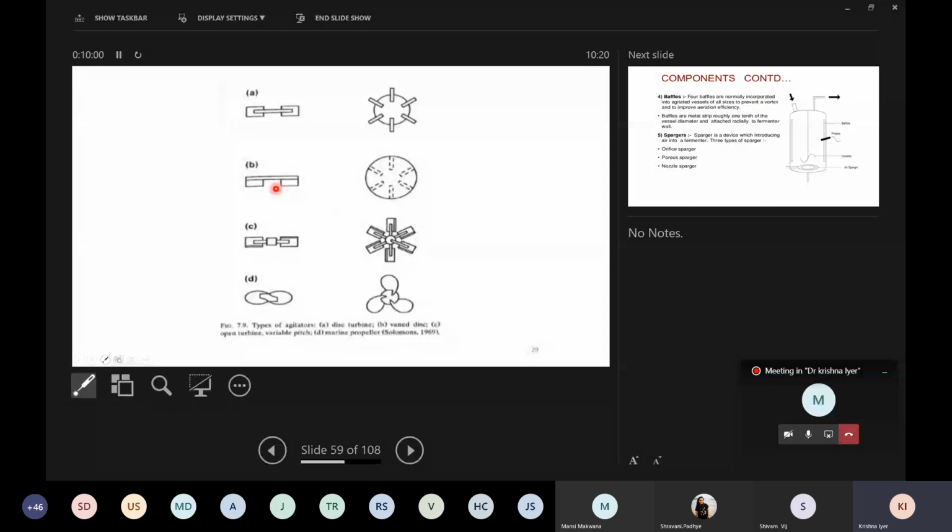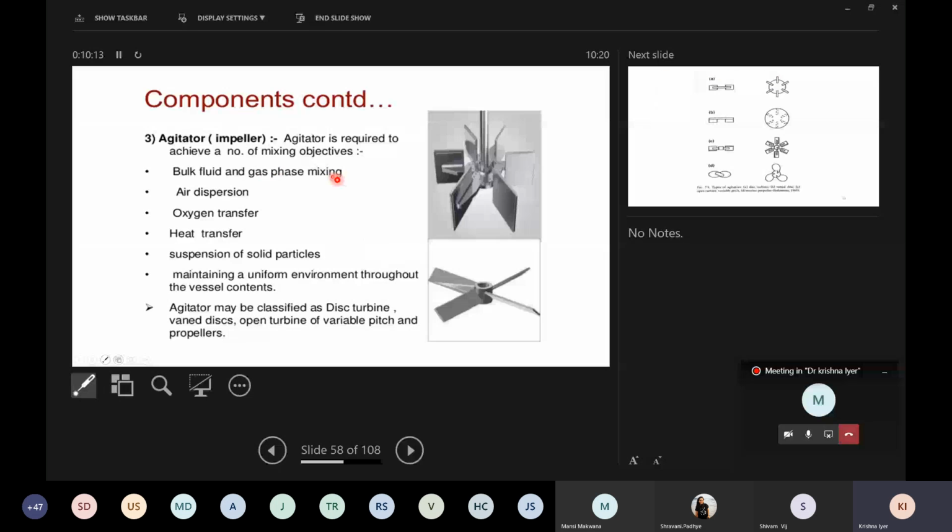Okay, so that type of mixing is called a veined dish. It will look somewhat like that. The mixing is more efficient than if it were simply flat. And the third is what you call the marine propeller type.